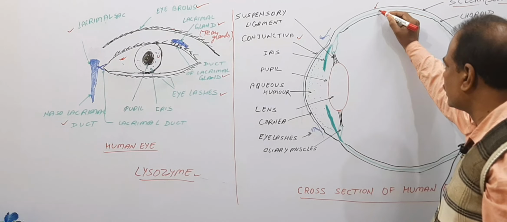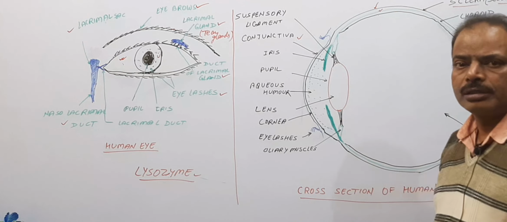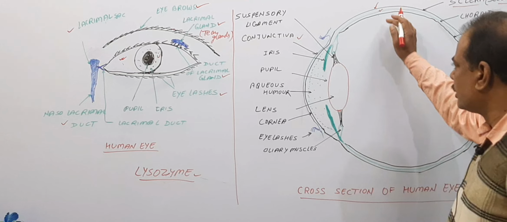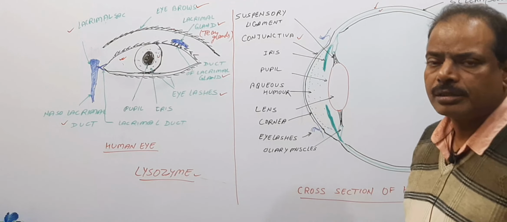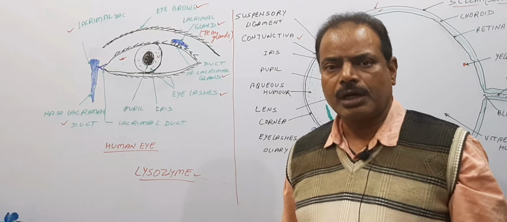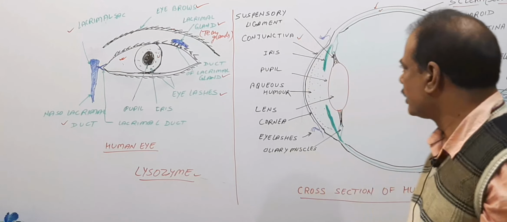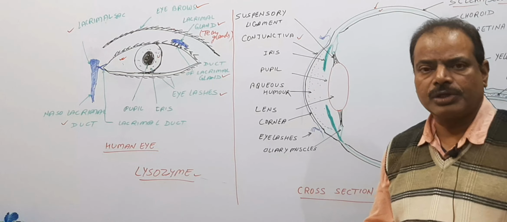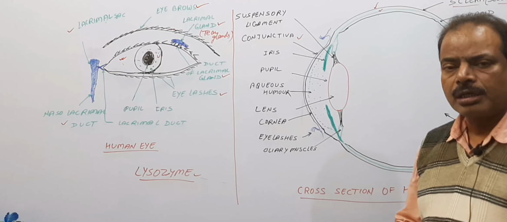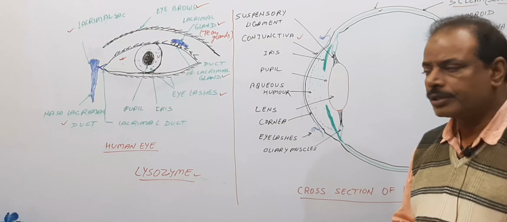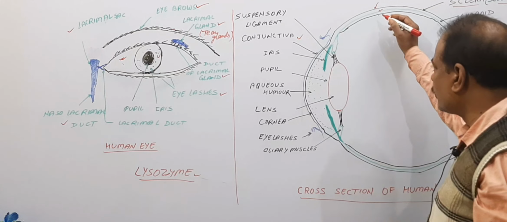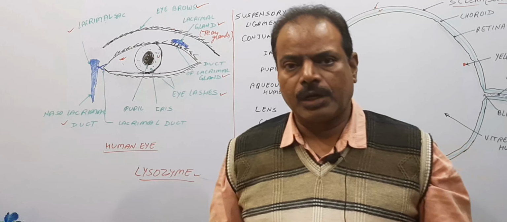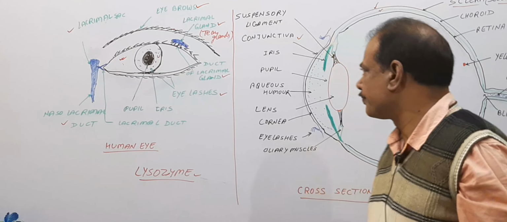And the second, here it is the choroid layer. The choroid layer is dark brown, or you can say black in color, due to the presence of dark brown colored melanin pigment. It is highly vascular in nature. It has a number of capillary networks, so that it can provide nourishment to the eye cells or eye tissues.